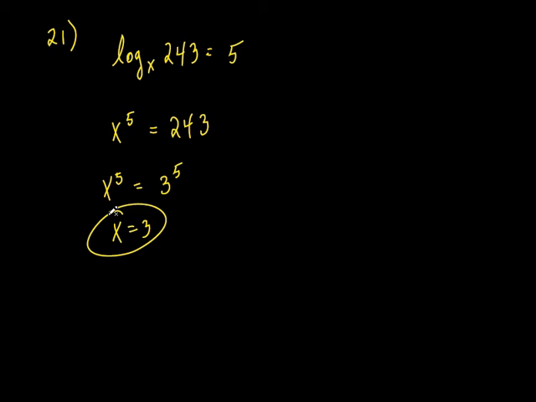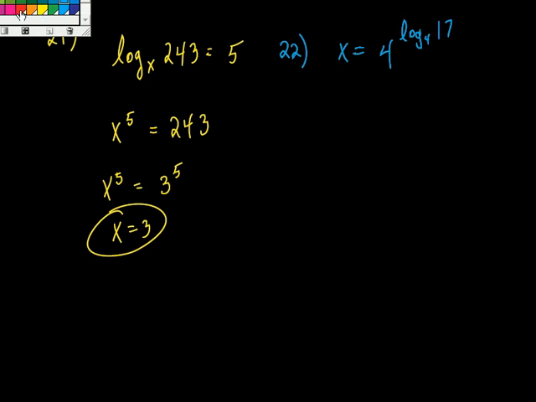Look at 22. That's the one I lost. Okay. So let's do this in another color. I think we can slide it in right here. 22. X equals, now this is a little different, 4 to the log base 4 of 17. Wow, that's crazy. Well, let's try to figure out what's what here. What's going on? This is our base, correct? And this whole thing right here is our exponent.